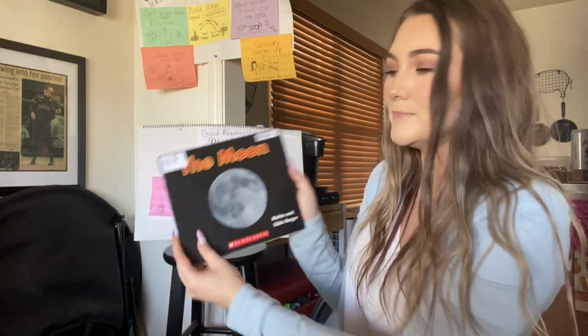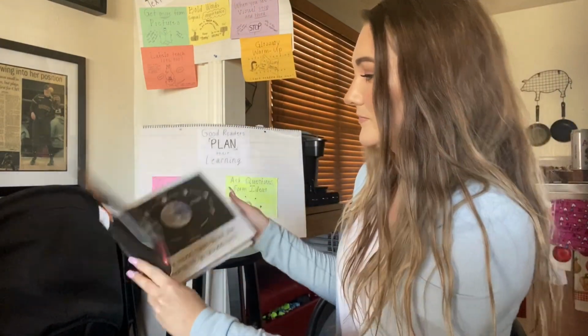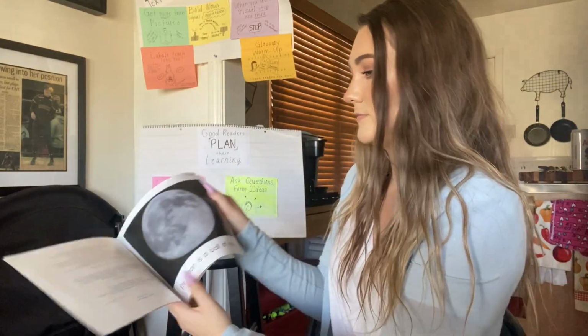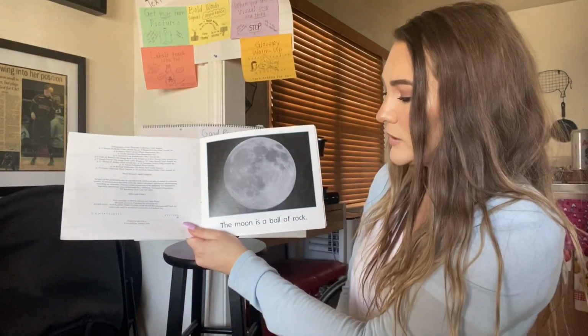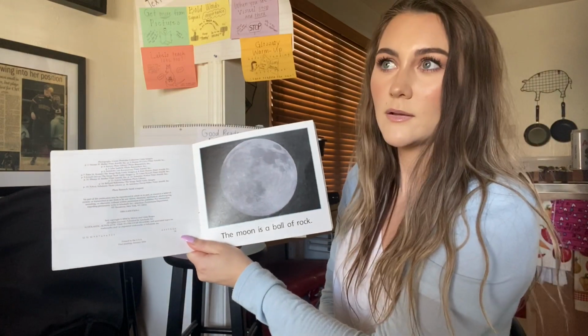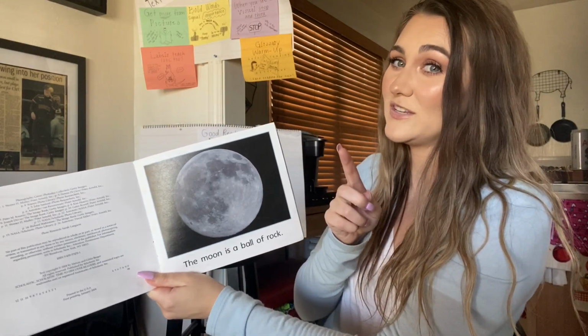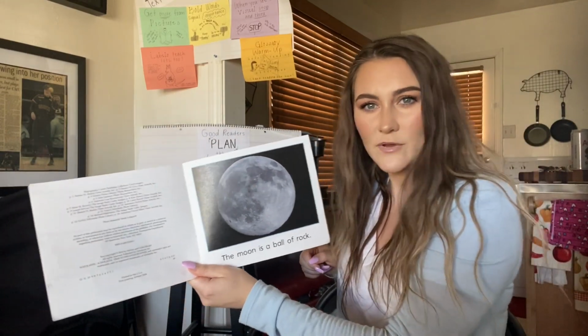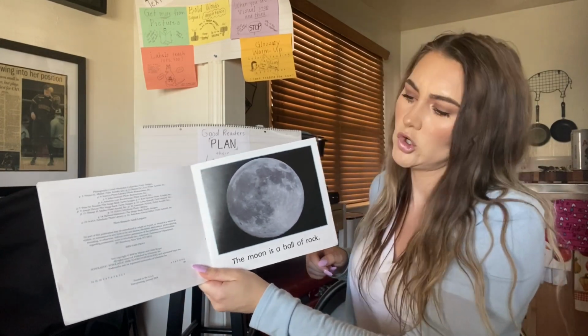Now, kiddos, let's go ahead and do that strategy, ask questions and form ideas during our reading. The Moon. Okay. The moon is a ball of rock. Ding ding, I already have a question. What type of rock is the moon made out of?